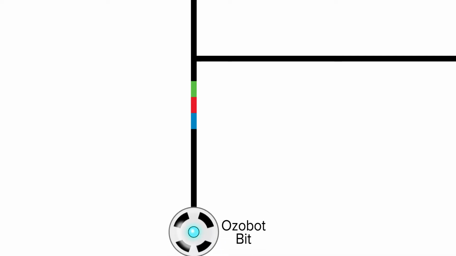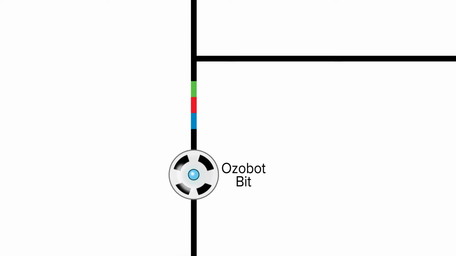You may be asking, what are color codes? Color codes are color sequences made of 2, 3, or 4 color dots in a row located directly on a path. For example, if you want the Ozobot to turn right, you would create a color code that reads blue, red, green. And just like that, the Ozobot turns right.